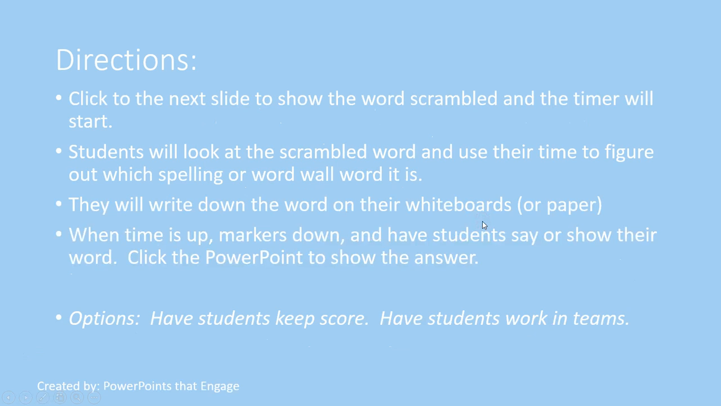Simple directions. On the start of each slide shows a scrambled word with a timer. When the timer goes down, you'll hear the bell ring, which means time is up. In that time, students have to look at the scrambled word and figure out which of their spelling words it is and write it down on their paper or whiteboard, depending on what you prefer.